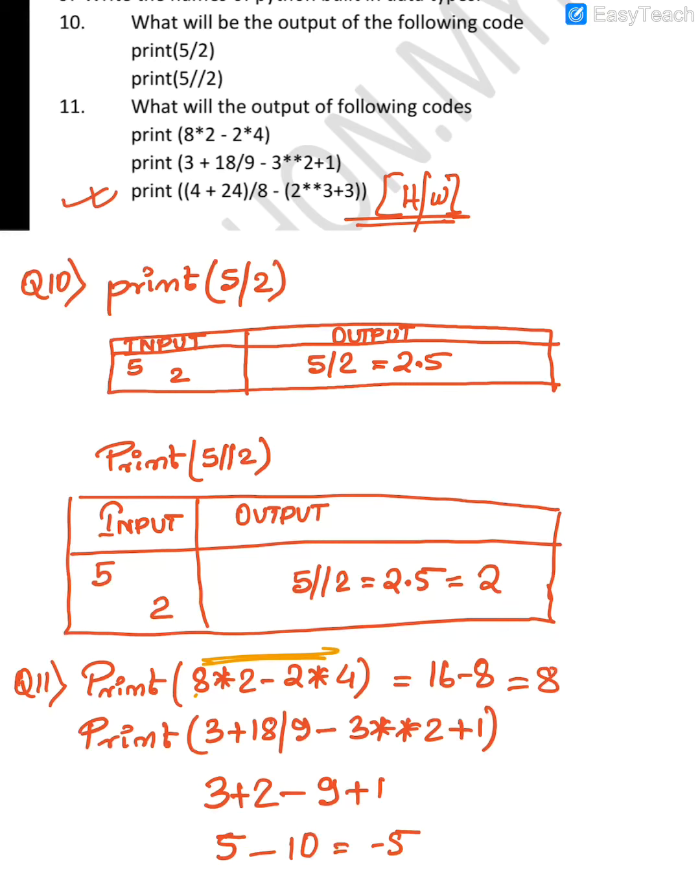But if we have the power operator, like the double asterisk, the execution will occur from right to left. So here see 3 double star 2, 9. So 9 square plus 1 becomes 10, 10 minus, okay, that is 3 plus 2, so technically it becomes minus 5 or 5, both are correct.